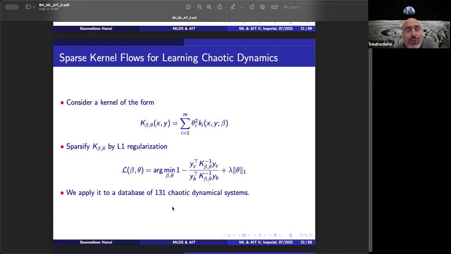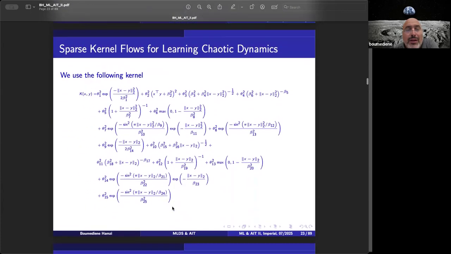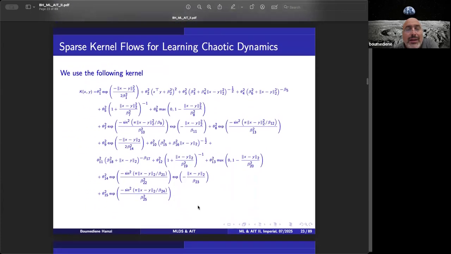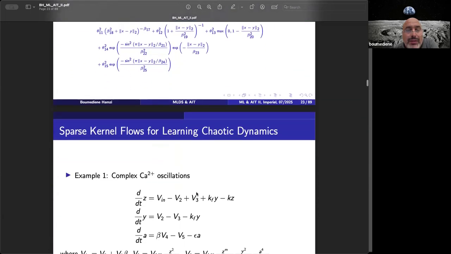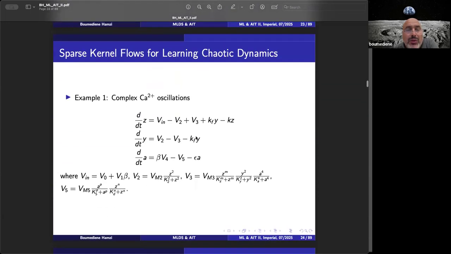Then we applied this to a large database of chaotic dynamical systems. We use this kernel to learn this entire database, with the idea of sparsification, and it worked well. This kernel worked well in that sense. For example, if you learn this kind of system, like this three-dimensional system, this database has a lot of examples from different applications, like in chemistry or physics, etc.